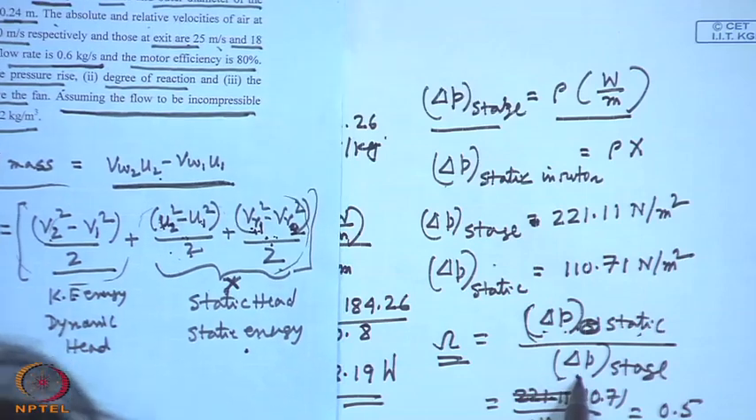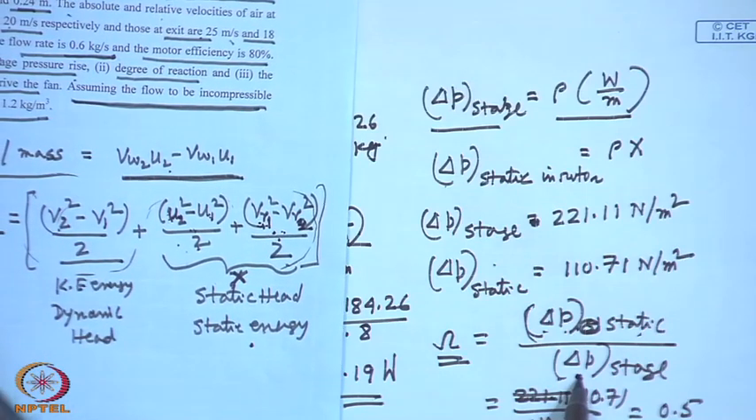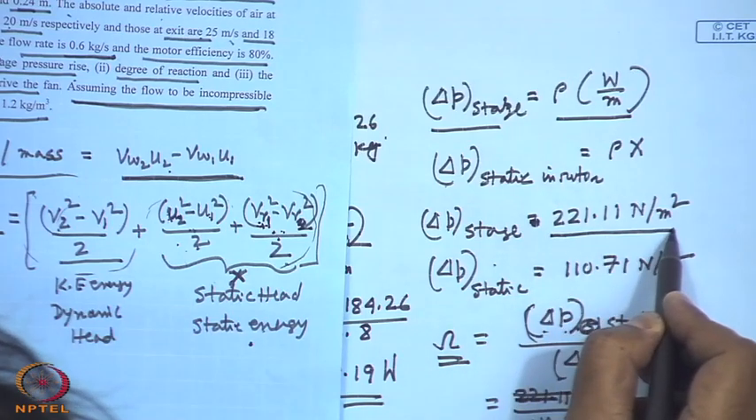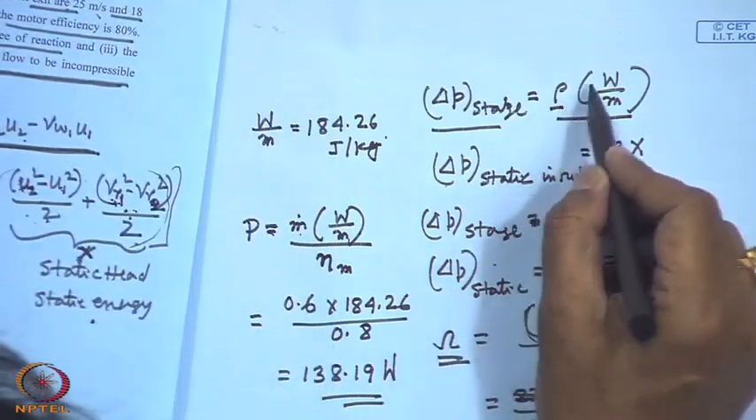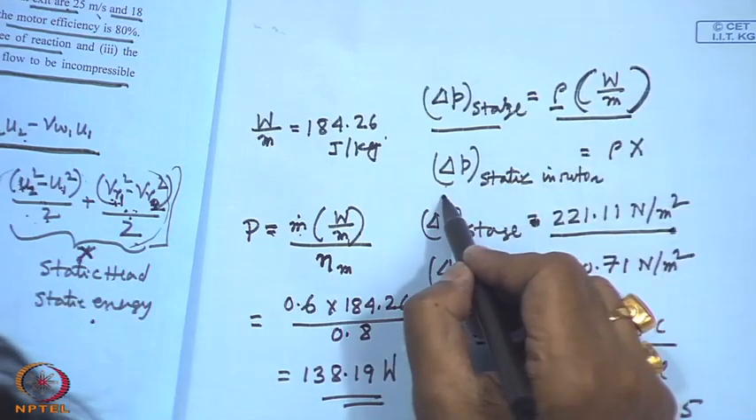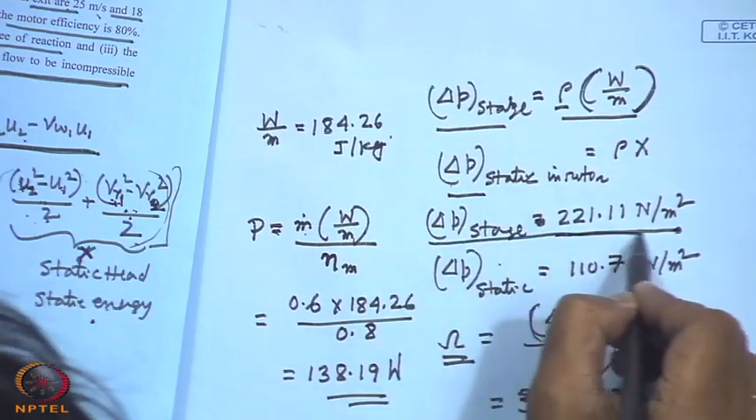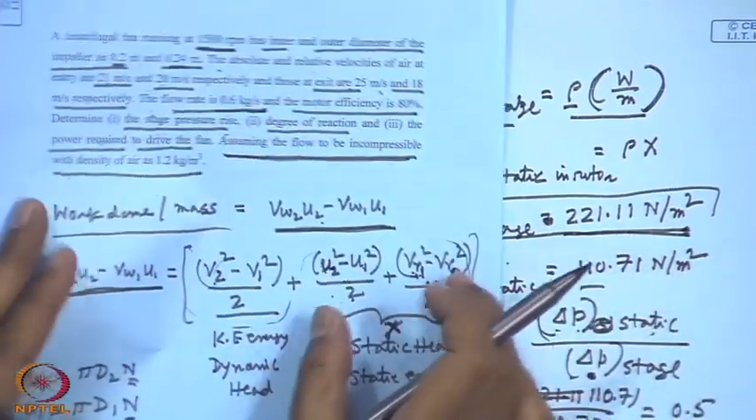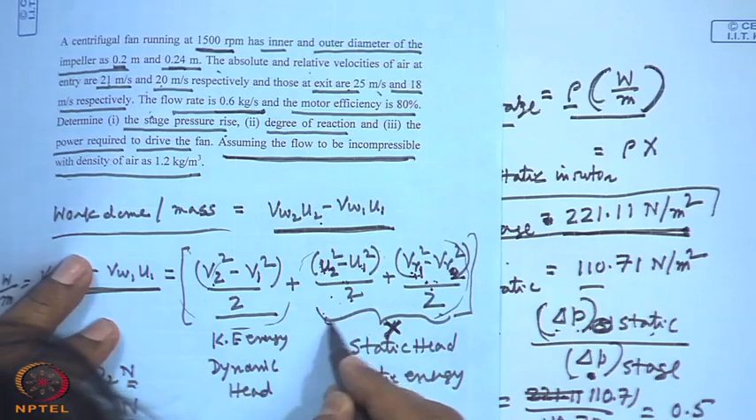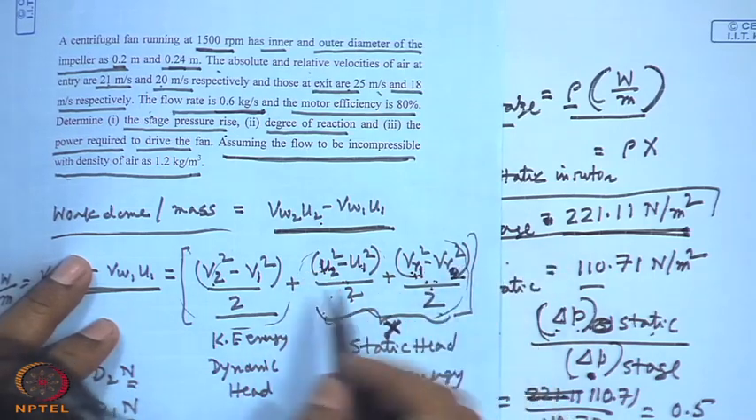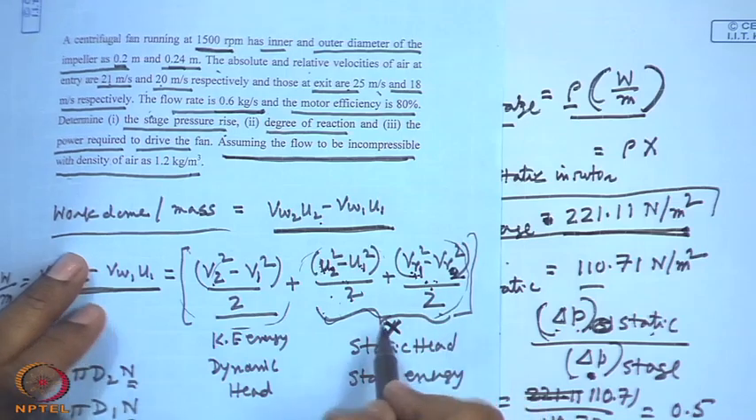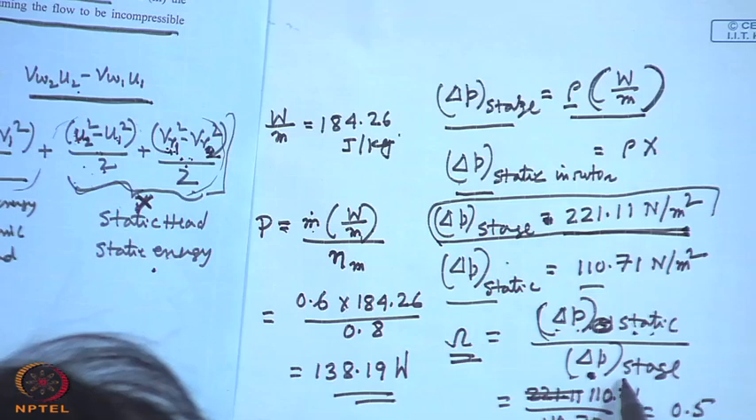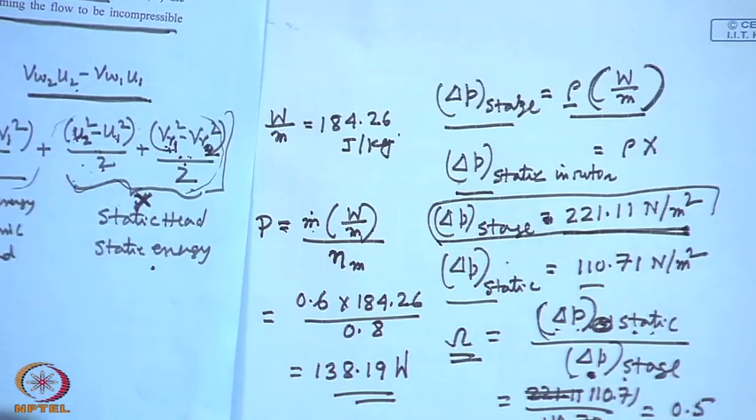It was discussed earlier when I discussed the hydraulic machines. In general, this is the degree of reaction. So, this is worked out numerically: delta P stage is found out as rho times the work done per unit mass. That is the total pressure change in the machine, and the static pressure change in the machine is rho times this part. This is x. Again I repeat, this part is the static head, that means the energy per unit mass. This into rho is the delta P static. So, delta P static by delta P stage is 0.5.